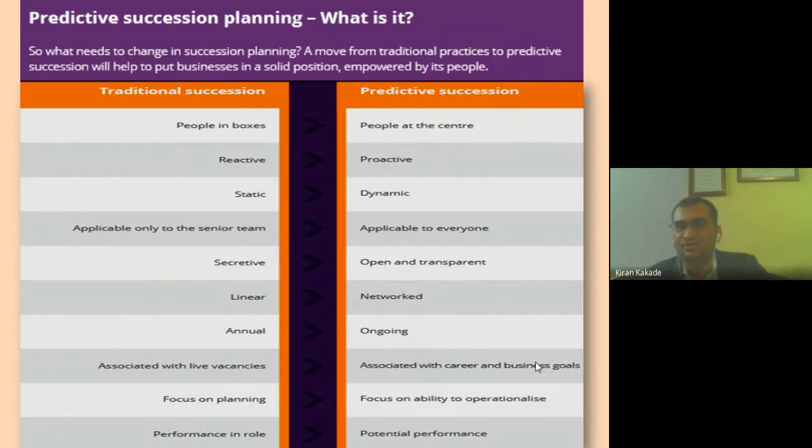where you work out how to fill the vacancies once they arise. But before you know that a vacancy comes, okay, you are starting your strategy, implementing that succession plan, which is associated with career and business. That is a part of career planning that you are going to learn after this. Focus on planning, focus on ability to operationalize, performance, potential. So this is the basic differentiation.